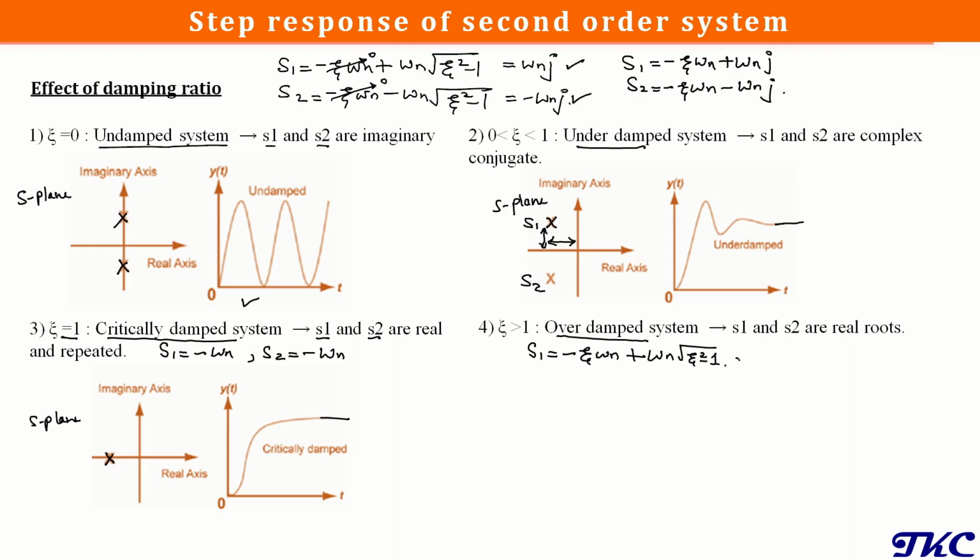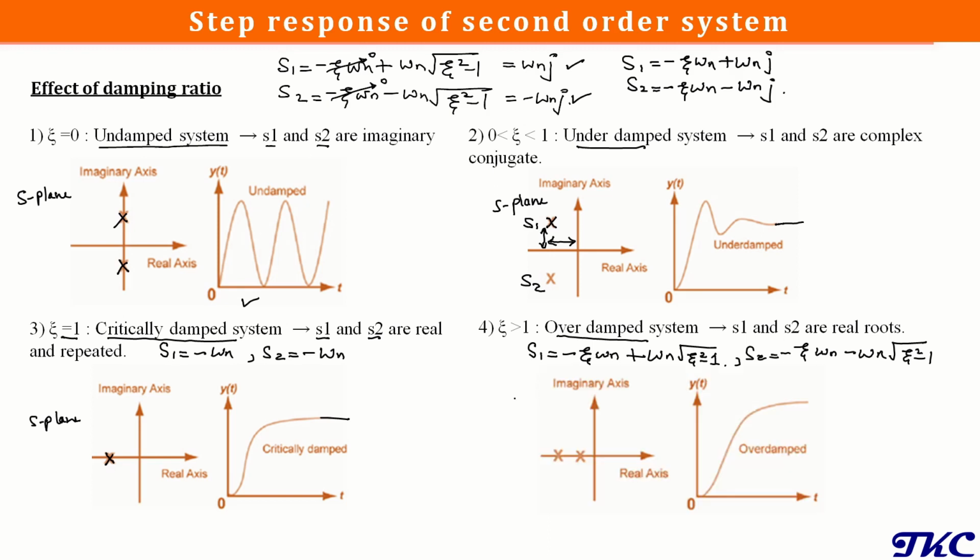Similarly for S2 also, it will be minus zeta omega n minus omega n under root of zeta square minus 1. So here both S1 and S2 are real roots, but of course they are not repeated because they are different. So similarly we can plot these roots on the S plane. As they are real roots and not repeated, we will have this kind of plot. Here we can see the response of this kind of system, where the output gradually reaches the required output.